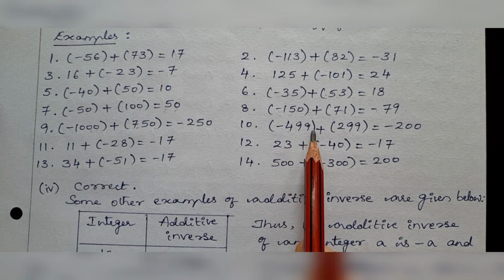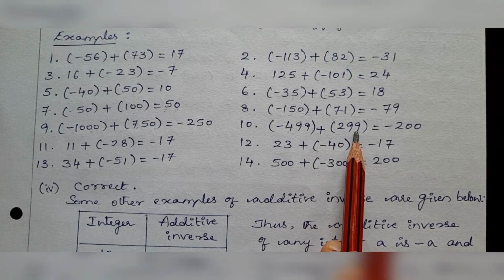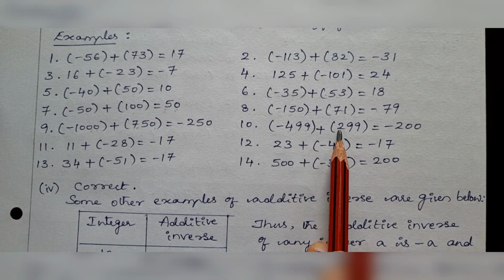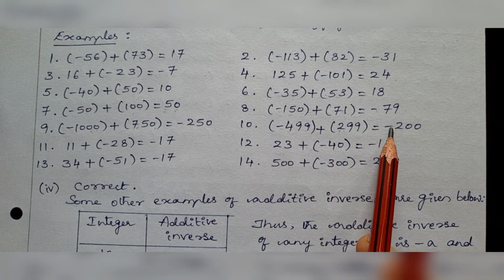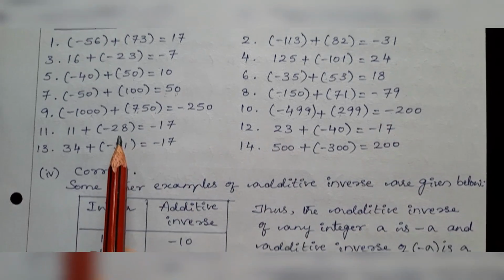Minus 499 plus 299, take their difference, that is 200, put the bigger integer's sign, so that is the negative sign, minus 200.